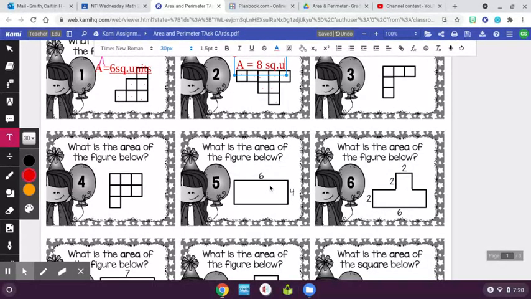Okay, so what do I do? Well, I have to remember the formula. When I say formula, how do I find the area? Well, I can count up all the square units. There's not square units, but I can certainly divide it into square units. Or I can multiply the length times the width.